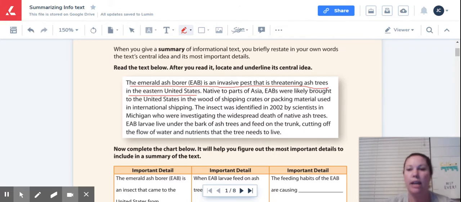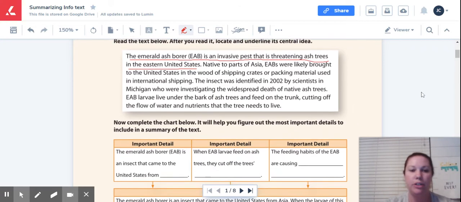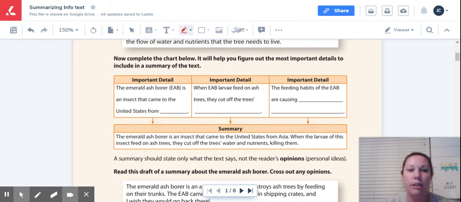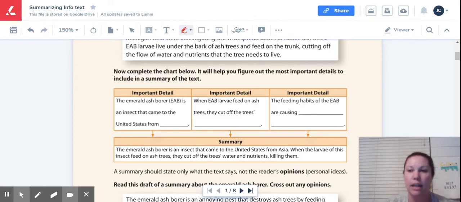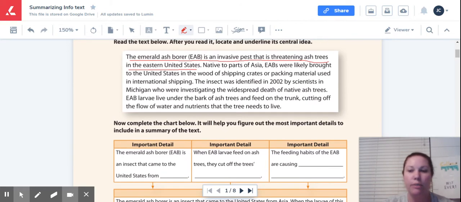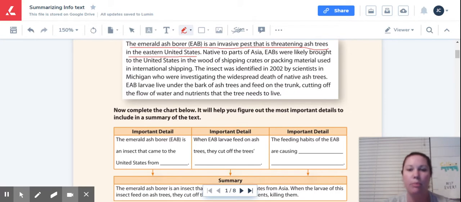So now that we've located it, we're now going to go down and answer some questions. It says, now complete the chart below. It will help you figure out the most important details to include in your summary of the text. So we already have our central idea. We've underlined that. And now we're going to find the supporting details that go with this central idea that'll help us with our summary. So the first important detail, it says the emerald ash borer, EAB, is an insect that came to the United States from where? Where did it come from?